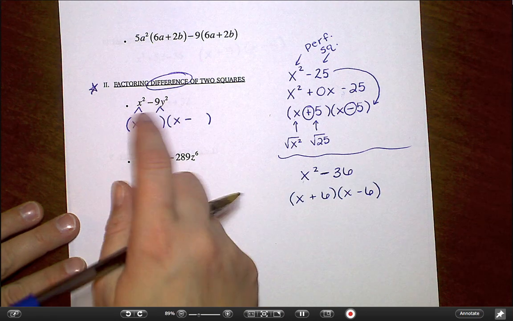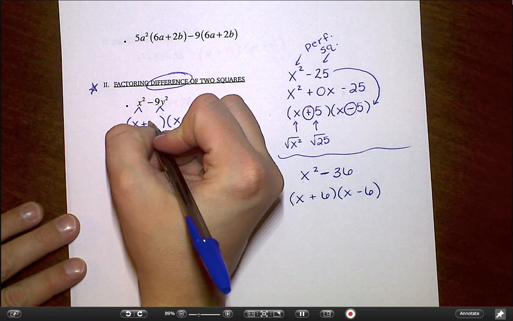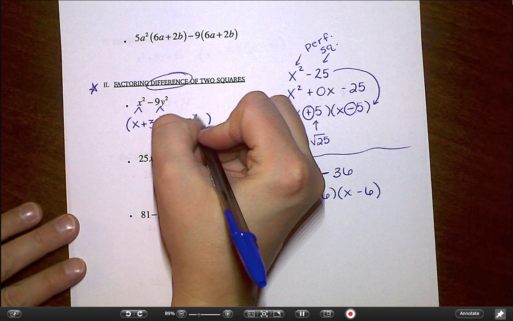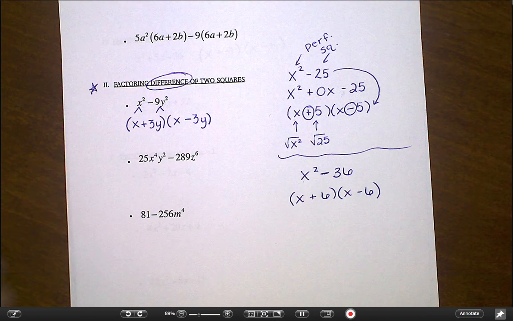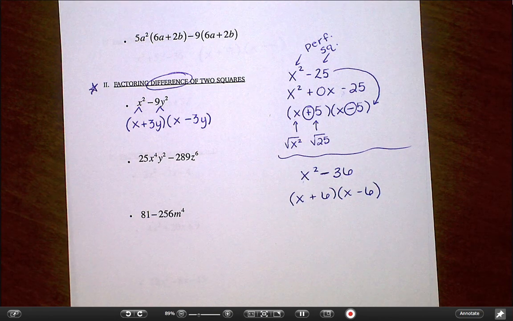9y squared, you can take that in pieces. So the 9 would split into 3 and 3, and the y squared would split into y and y. So you would have x plus 3y, x minus 3y.